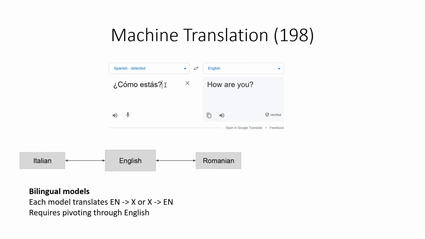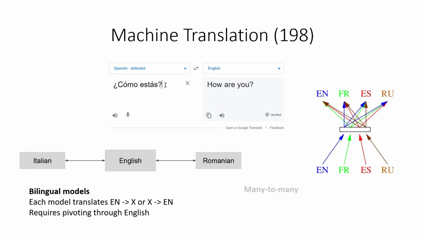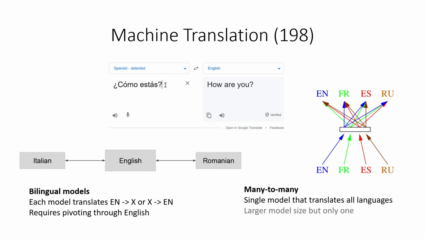A more recent approach is many-to-many models, which means you have a single model that can translate between any pair of languages. This type of model is larger, but there is only one model, so it does not require pivoting through English and losing some quality by doing so. Some many-to-many models can handle as many as 200 languages in one model.